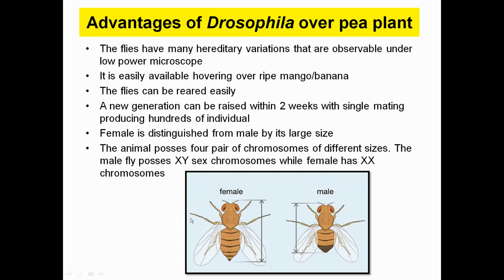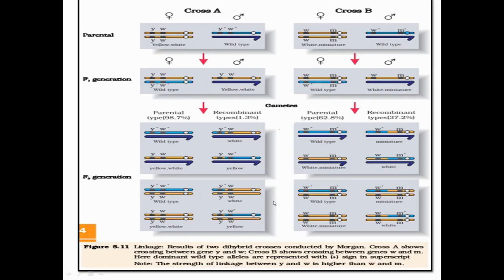Female size is quite larger than that of the male, so we can easily demarcate the male and female in a single generation. The animal possesses four pairs of chromosomes of different sizes. As we have seen in the pea plant, we have seven pairs of chromosomes, and in Drosophila we have four pairs of chromosomes. The male fly possesses XY chromosomes and the female is going to have XX chromosomes. Okay, so this is how Thomas Hunt Morgan explained the concept of linkage.